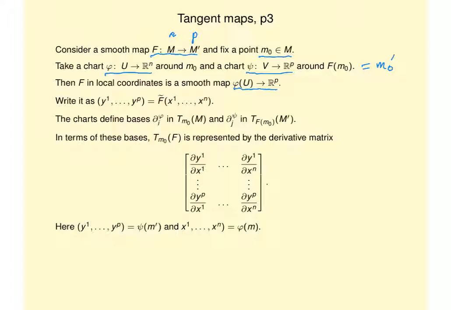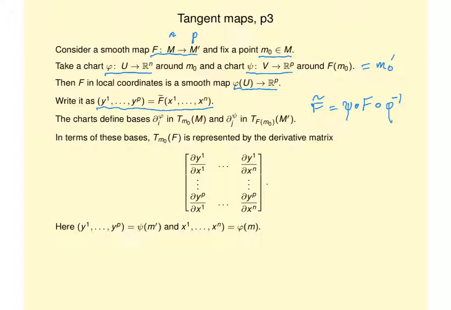And I can write it like this, where f tilde is the composite of psi with f with phi inverse. And I probably ought to be a little bit careful about restricting the domains so that the compositions are strictly defined. But in fact, they can always be arranged. We can restrict phi or psi as needed to open subsets. So that's fine for now.